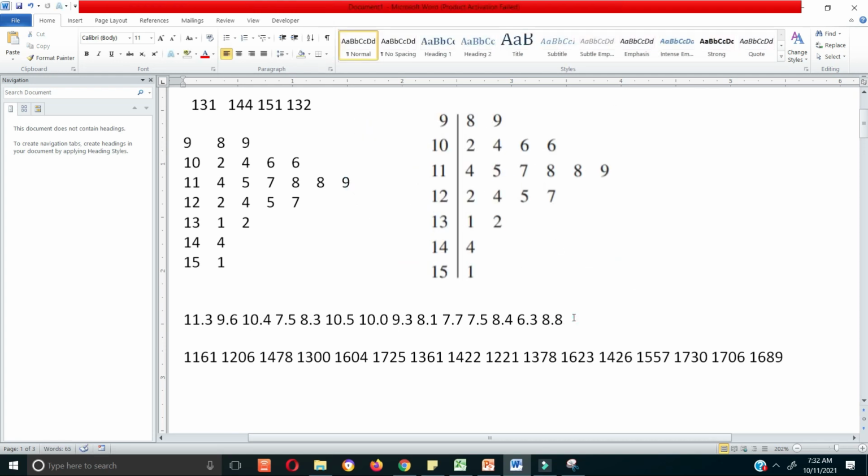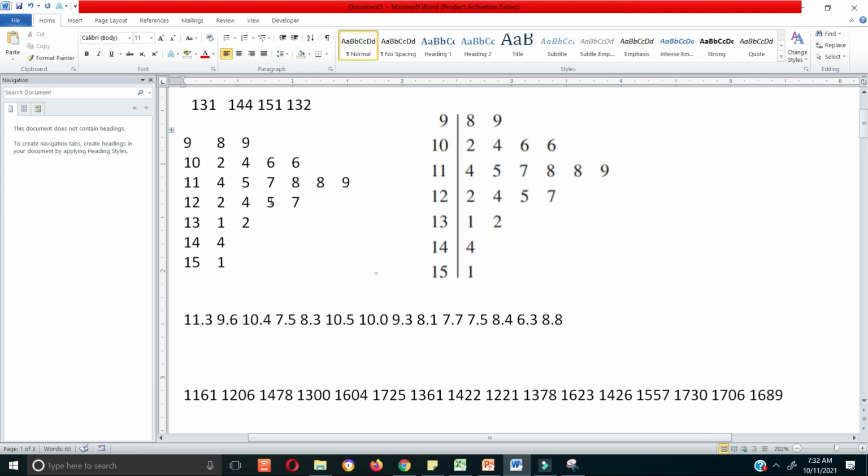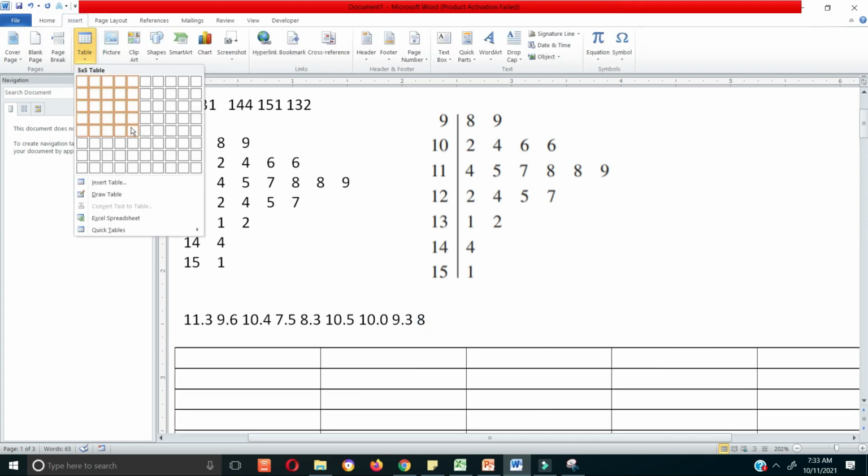So we can actually do, let's do one more. Let's do it for this data over here. In this case we have data which has fractional elements in it. So one thing we could do is, for instance, that's 11.3. So that's 0.1. Yeah, so that's the leaf unit. So when you have such data, let me first of all construct the stem and leaf display.